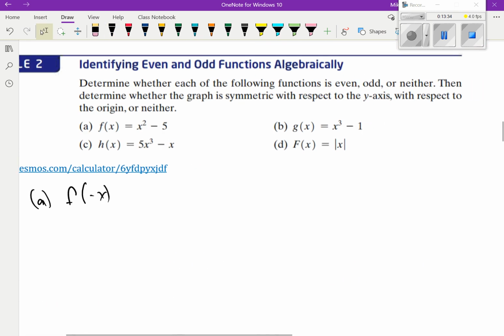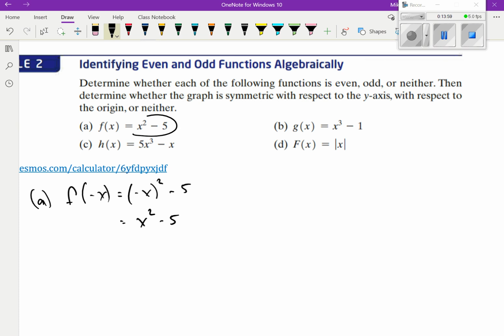So how do we show this? All right, so let's take a look at f of negative x. What we're going to do is plug in negative x for all the x's and then see what happens. So instead of x squared minus 5, I'm going to have the negative of x, that thing squared, minus 5. The square of negative x is negative x times negative x, which is x squared. Minus 5 didn't change. So I end up with x squared minus 5.